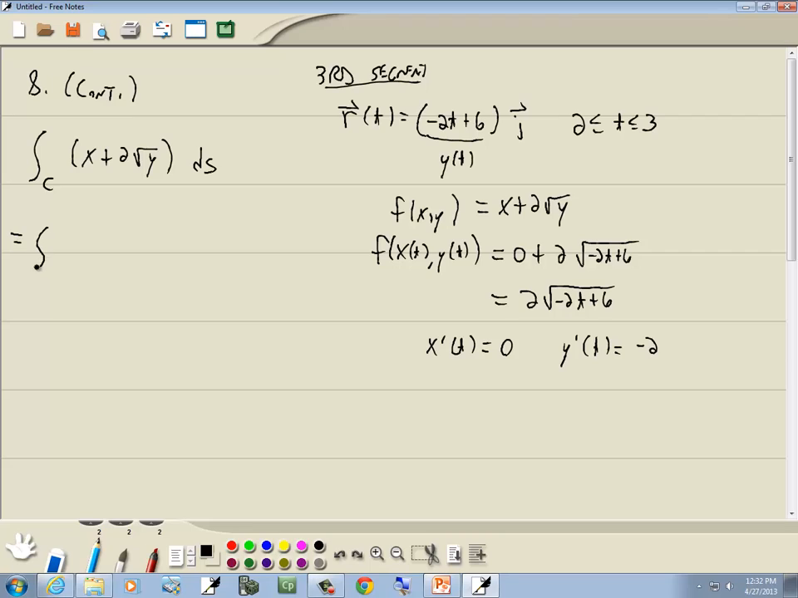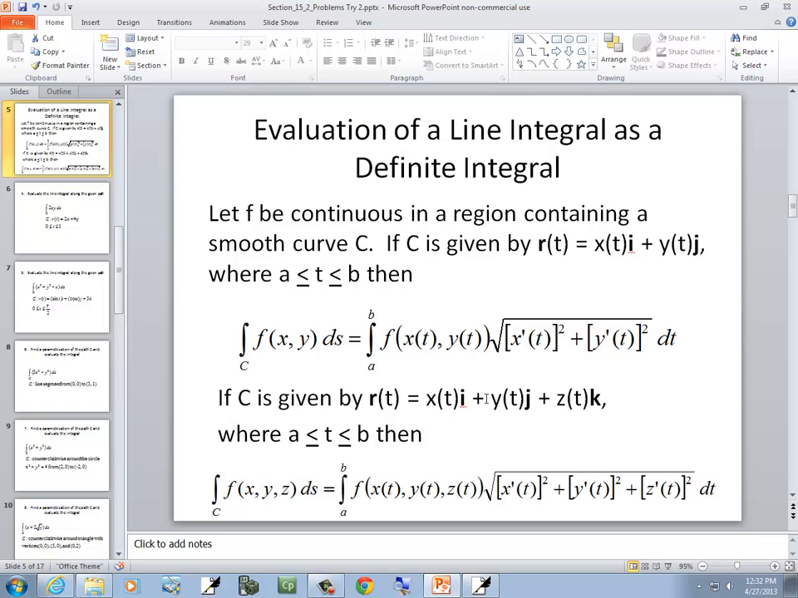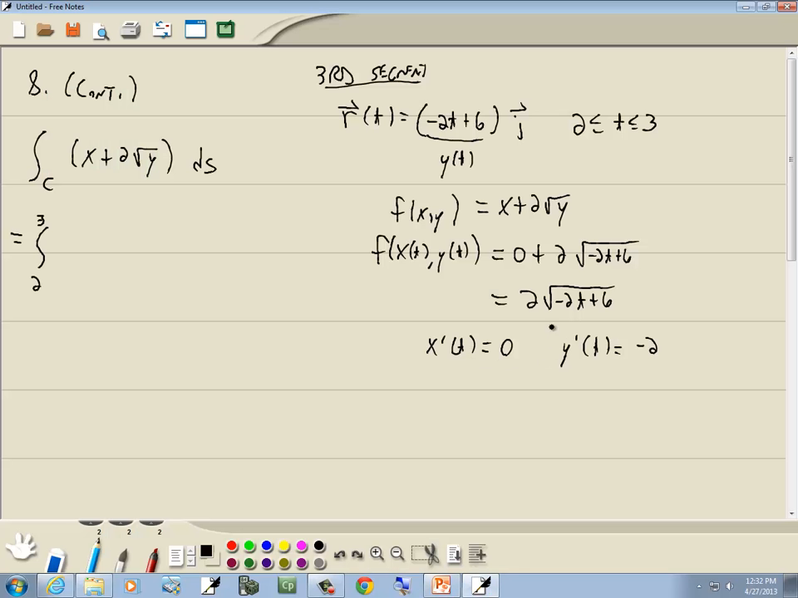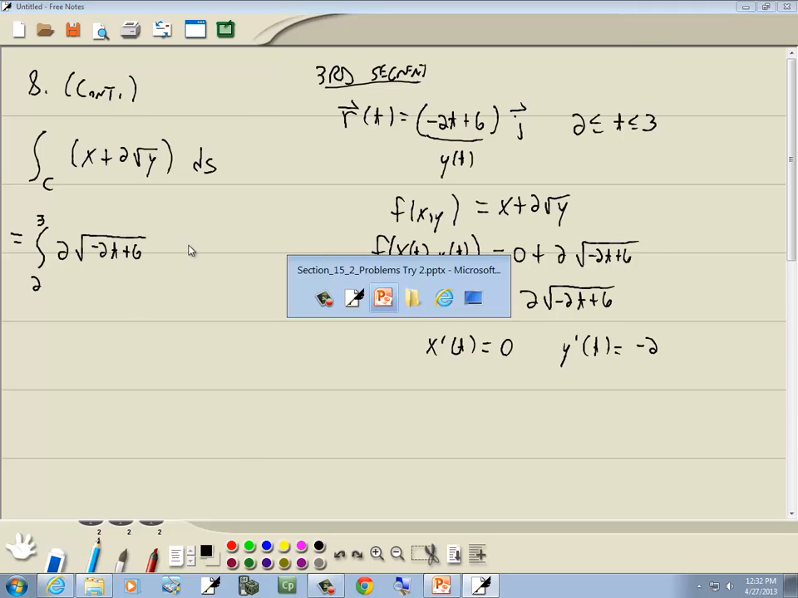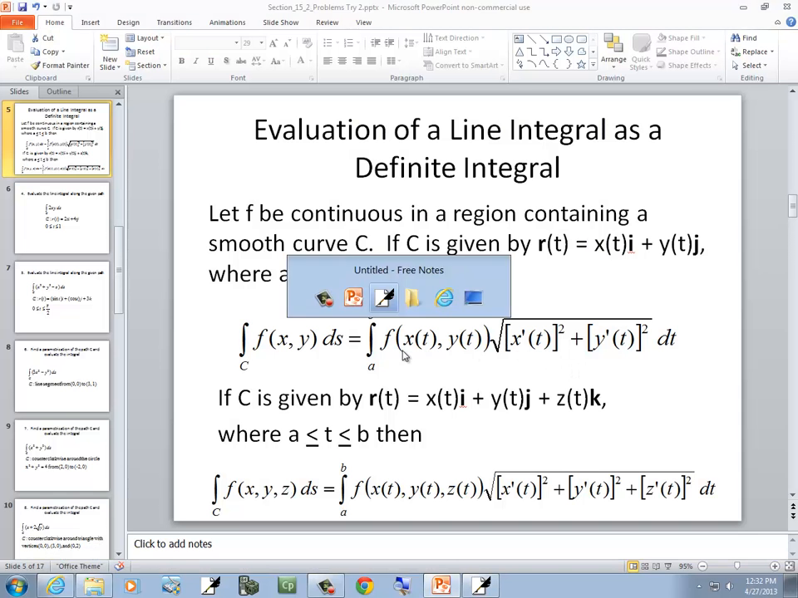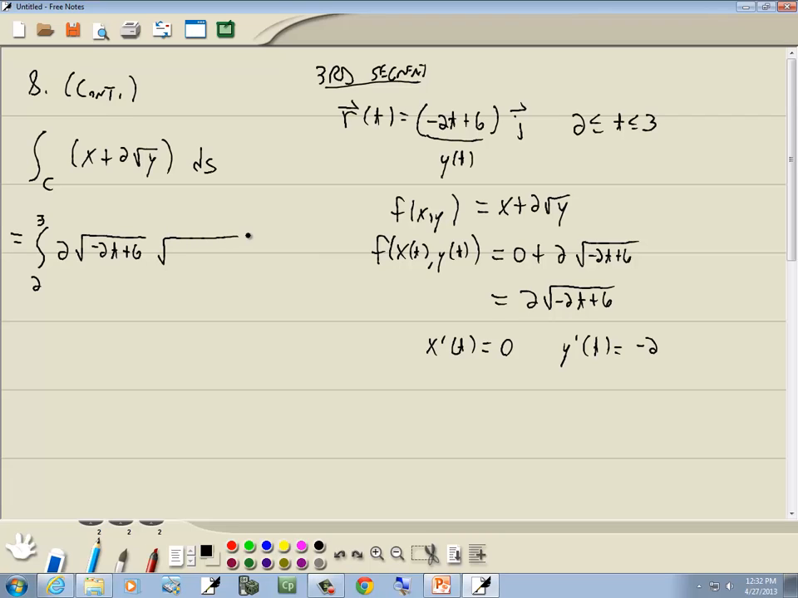Okay, so now we're ready for our setup. This is going from 2 to 3. These are our t values, 2 to 3. Put our function in first. Well, our function we said was this. So we got 2 square root of negative 2t plus 6 times the square root of x prime squared, so we got 0 squared, plus y prime squared, so negative 2 squared, dt.